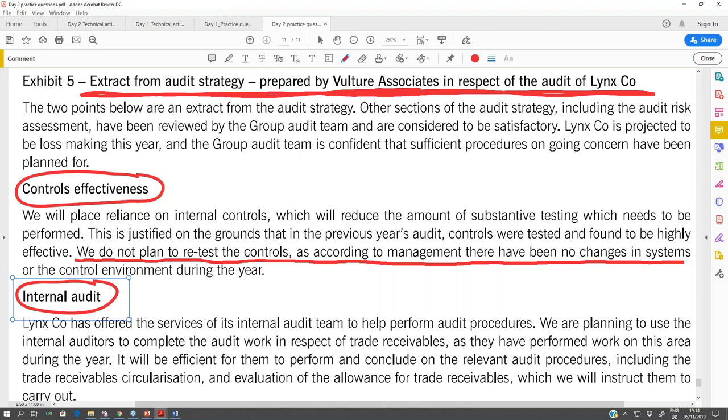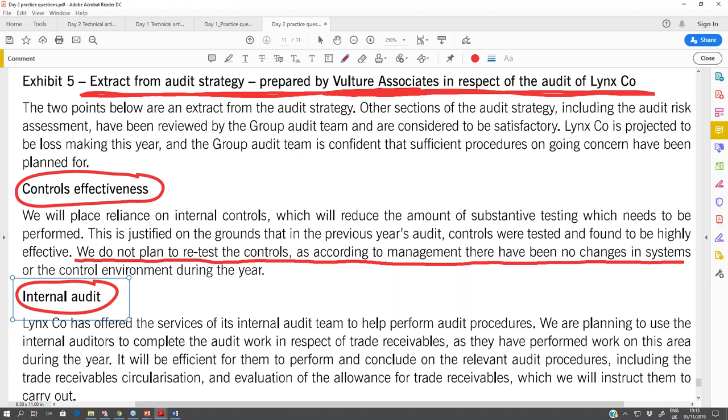So I think this is the wrong statement here, right? Even though they want to place reliance on the control and reduce the substantive procedures, look at the line in the red. It says we do not plan to retest controls. They should have tested before they conclude whether there have been any changes or not. If there had been no changes, then they could reduce their substantive testing. But what if you test yourself and you find changes? We cannot just rely alone on management, right?